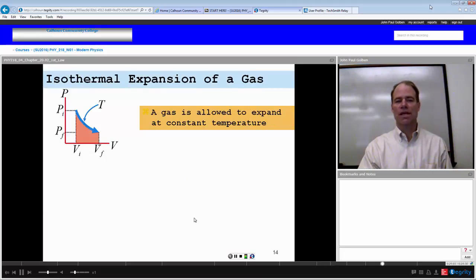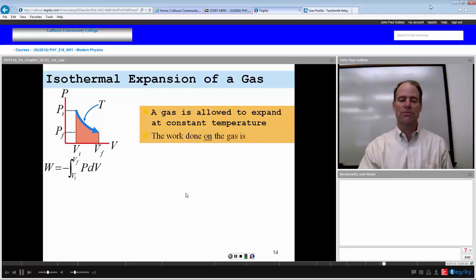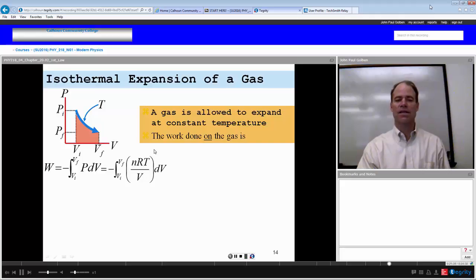In an isothermal expansion of a gas, the work done on the gas should be the negative integral from initial to final volume of P dV. In this case, the pressure is a function of the volume. And in fact, for an ideal gas at constant temperature, we can substitute in for the pressure as being nRT over V from PV equals nRT. So we've substituted in for the pressure, but we realize that's an isothermal expansion, so the temperature is constant. Anytime you have a constant in an integral, you can take it out of the integral. And n and R are constants as well.